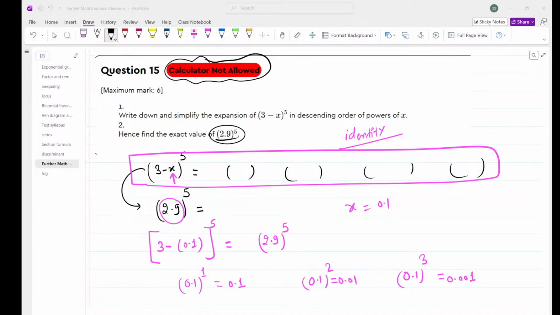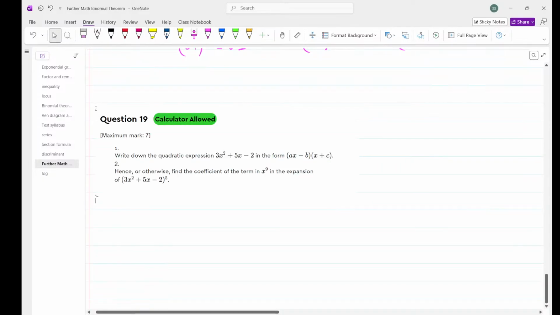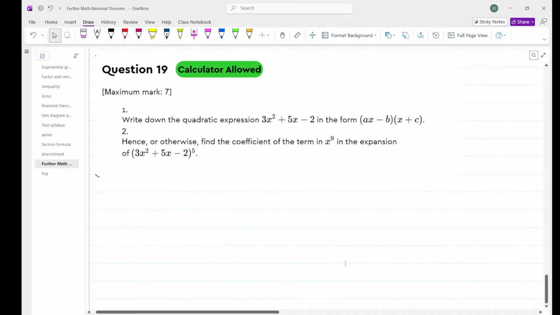The last one. Wait. So many concepts. So you are familiar with the general term expansion T(r+1), right? It must be clear. Very nice. So this is the last question from the binomial. After this, I will switch to the other topic. Let us see this one.